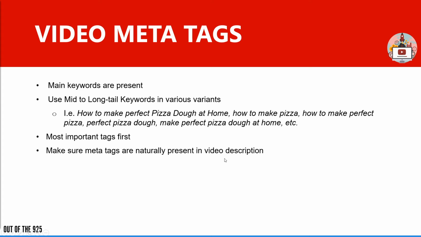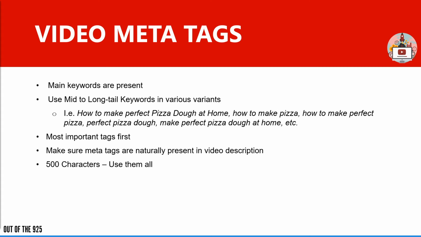Okay, so the tags that you use in your video, you want to make sure that they are naturally present in your video's description. So if your video description has how to make perfect pizza dough at home, you want to then talk about how to make the perfect pizza dough. And if you then have another tag on pizza recipe, you want to say something about this pizza recipe, like you'll be able to make pizza in 30 minutes with this pizza recipe, or something to that degree. So have it present in your video's description naturally.